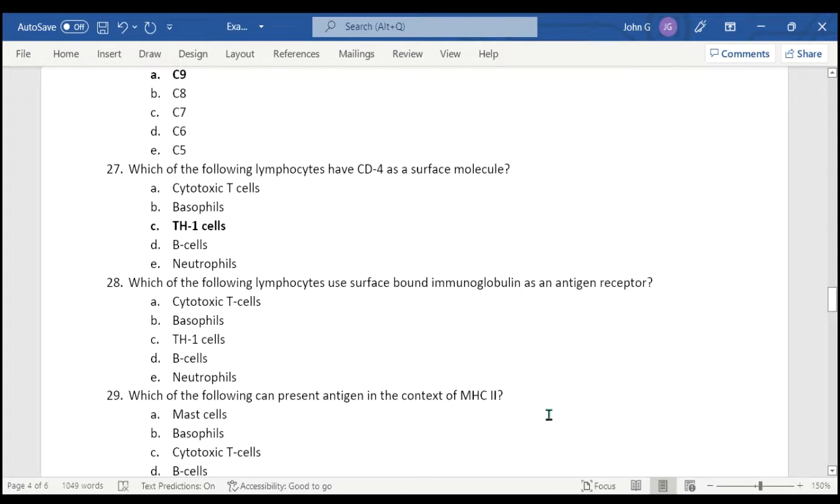That one is going to be a B cell, right? An IgM molecule or an IgA molecule or an IgD molecule bound to the surface of the cell is the B cell receptor. And we did talk about that.